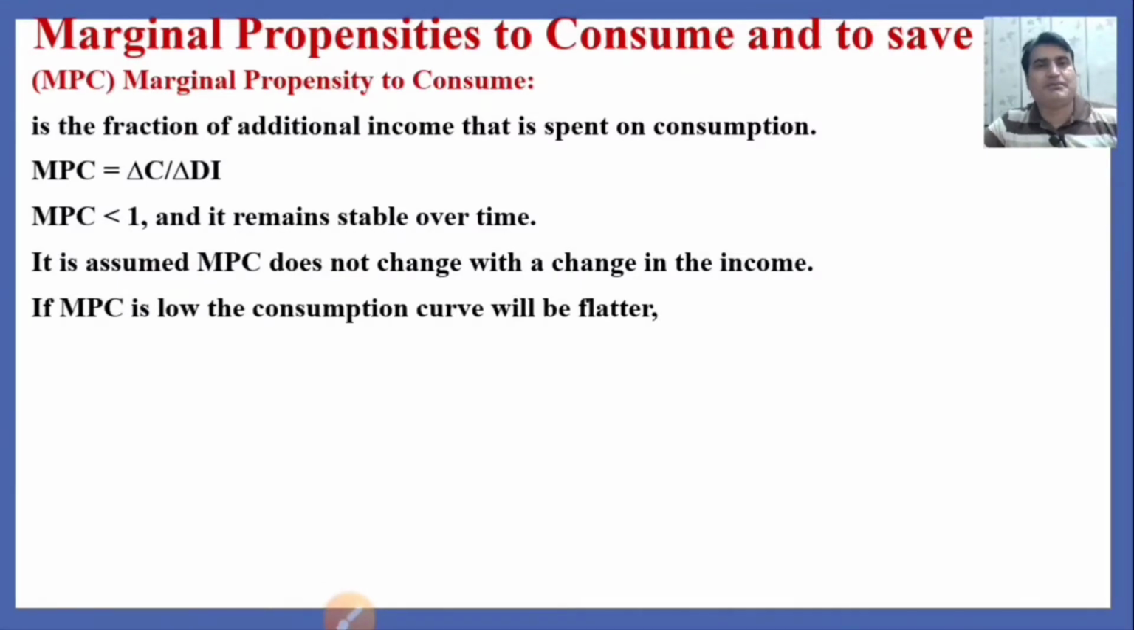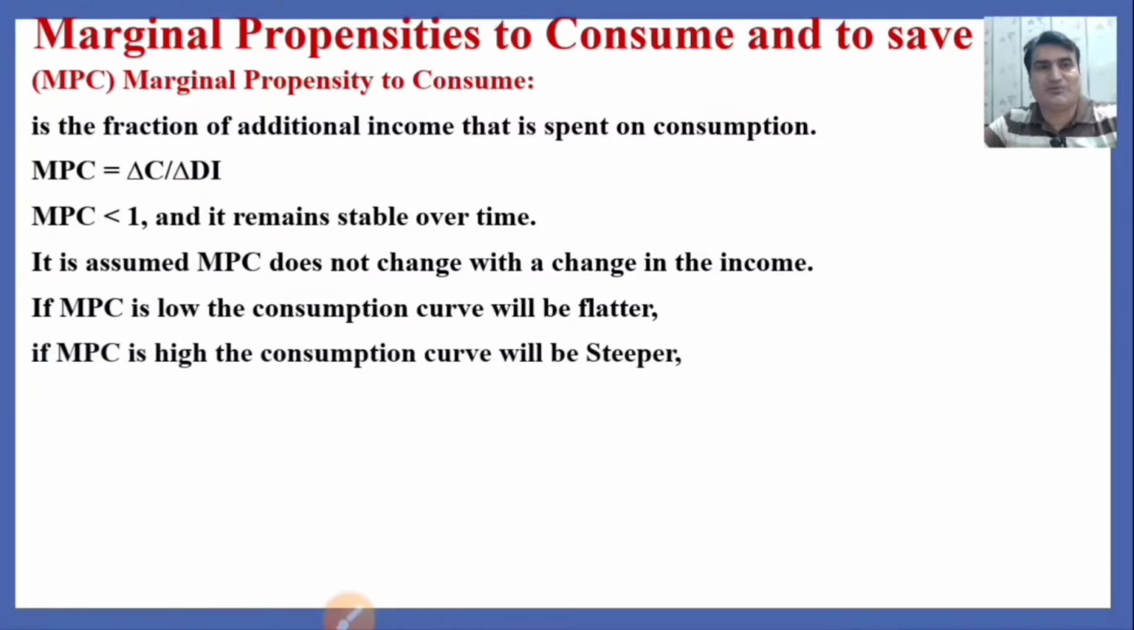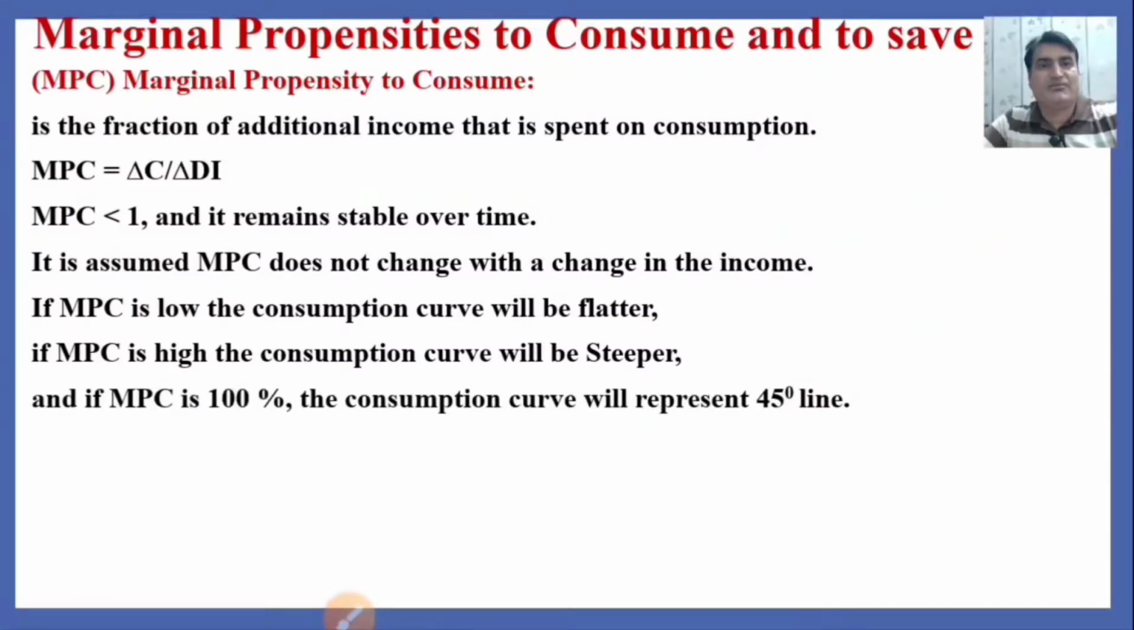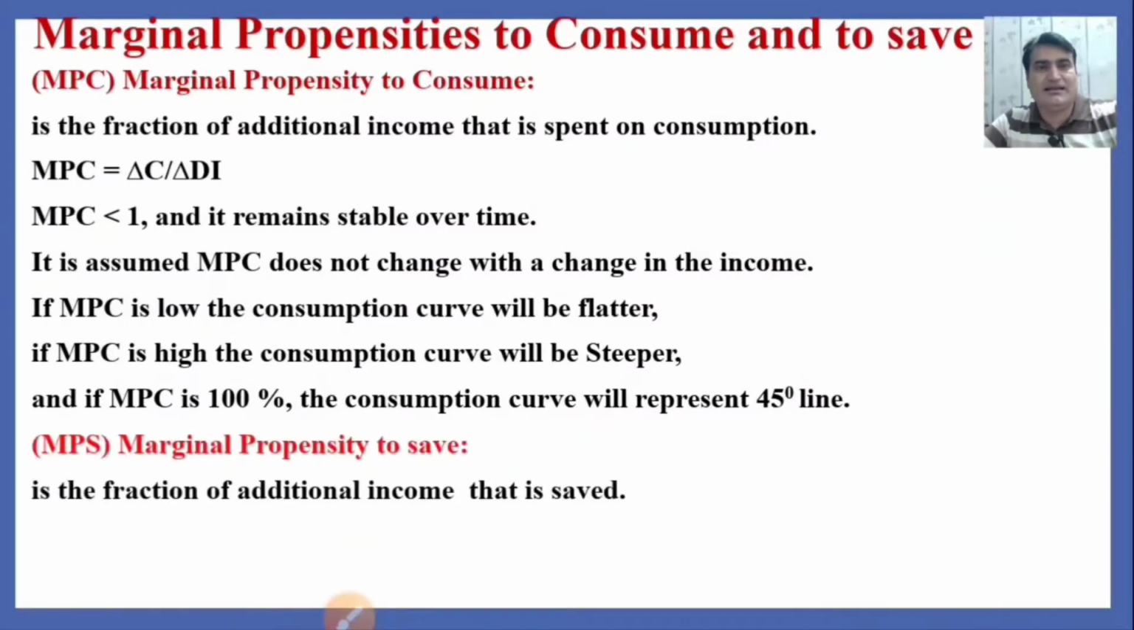If marginal propensity to consume is low, the consumption curve will be flatter. If marginal propensity to consume is high, the consumption curve will be steeper. And if marginal propensity to consume is 100%, the consumption curve will represent the 45-degree line.